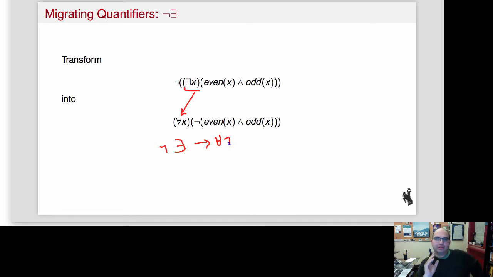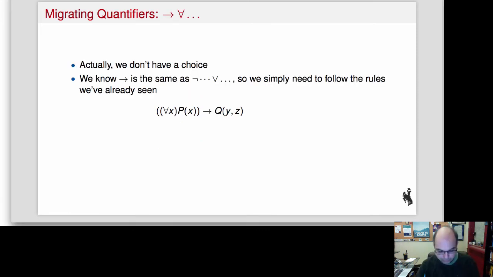So if there does not exist some value that has a particular property, then that means that if I look at all values, none of them can have that property. So that property is just always false. And that's what this says, right? So again, negation actually flips the quantifiers. None of the other ones do that.